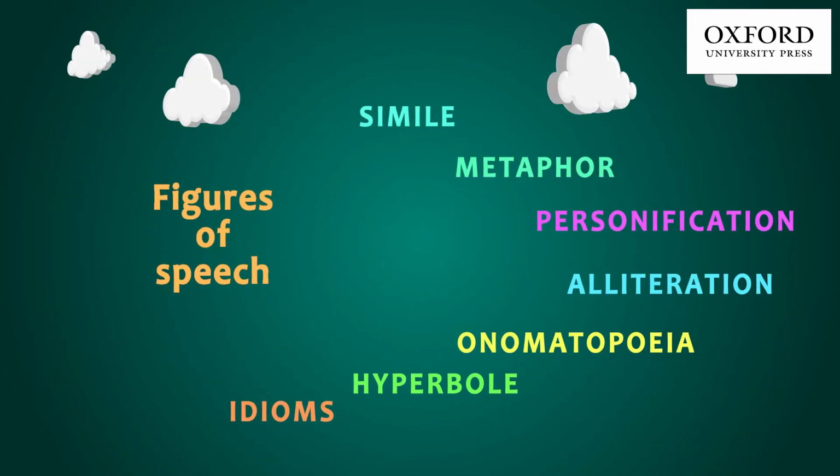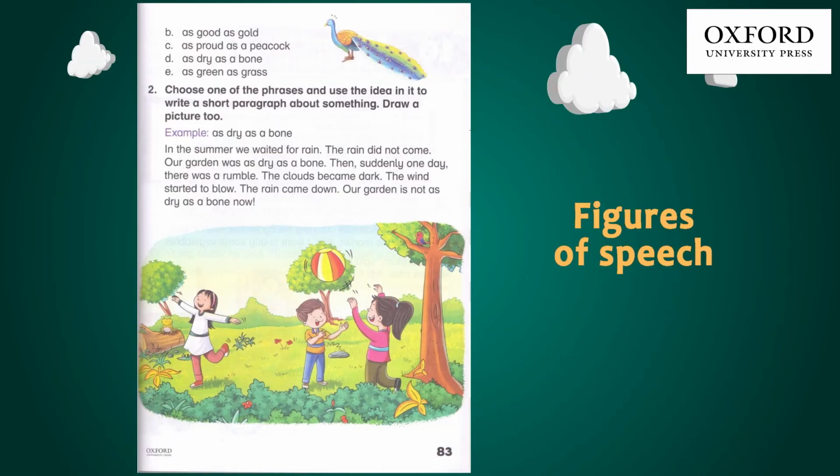Let's move on to figures of speech and take a look at this example from the book, where the students are given phrases like as good as gold, as proud as a peacock, as dry as the bone, as green as grass. And the students have to choose one of the phrases and use the idea in it to write a short paragraph about something. They can also draw a picture.